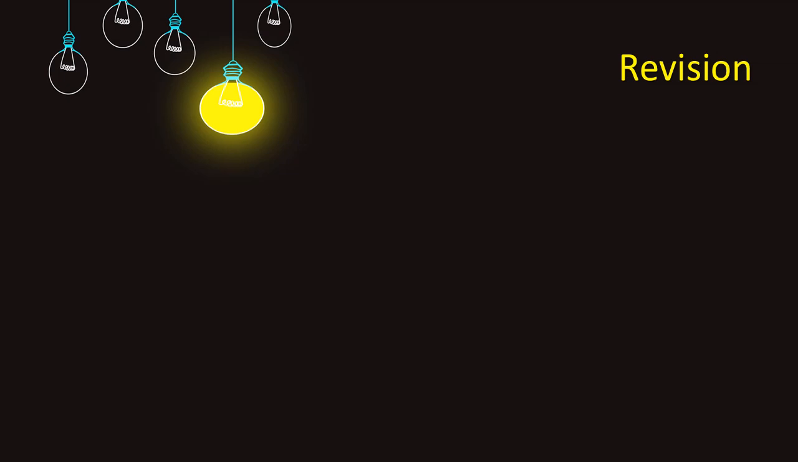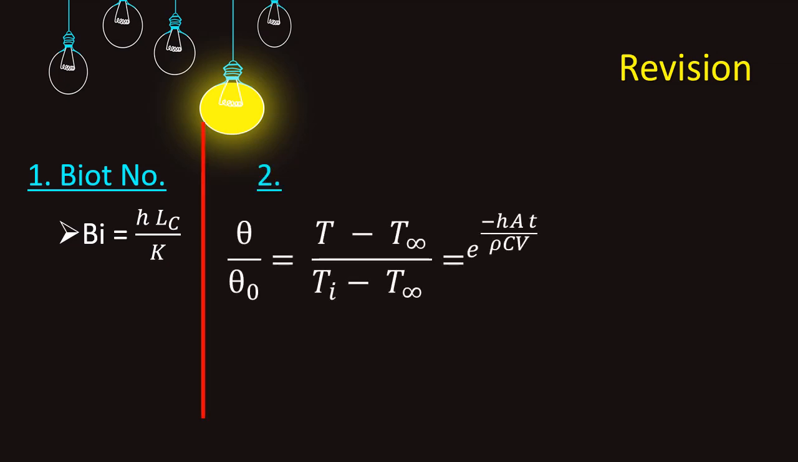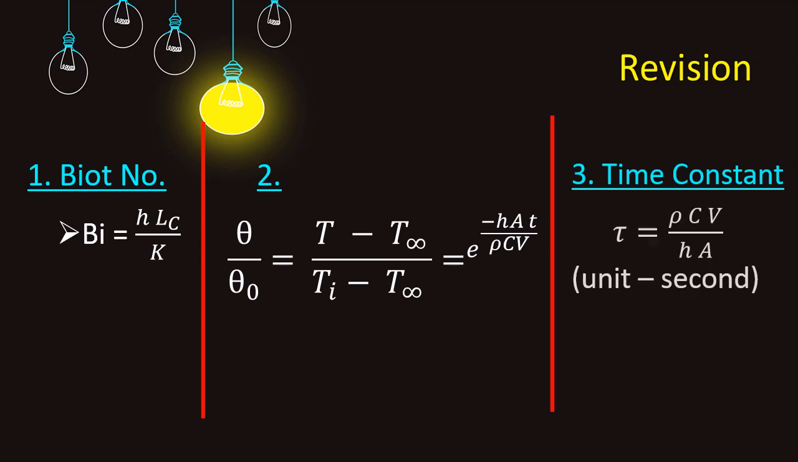Now let us have a brief revision of what we have learned in this lecture. First of all, we have studied the formula of Biot number, that is h Lc by k. We know that Lc is equal to volume upon area. The second formula is theta by theta 0, that is T minus T infinity upon Ti minus T infinity is equal to e raised to minus hAt upon rho CV. And the third formula is for time constant, and it is tau is equal to rho CV upon hA, and unit of tau is second.